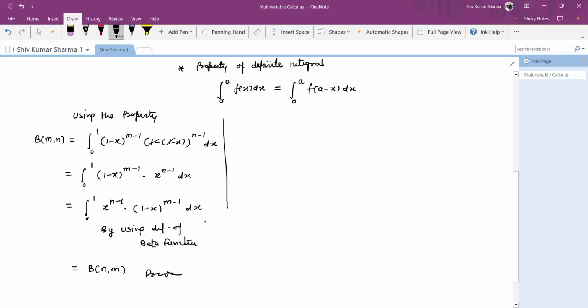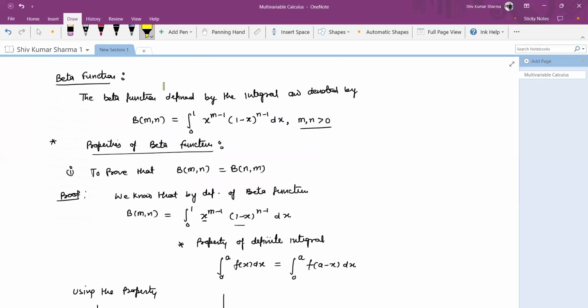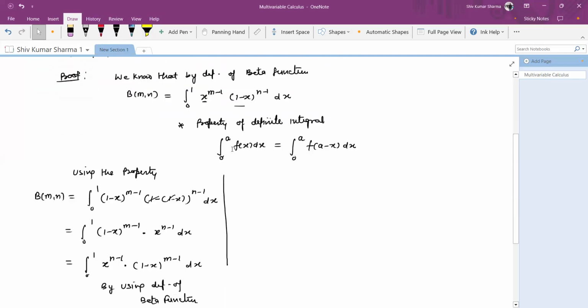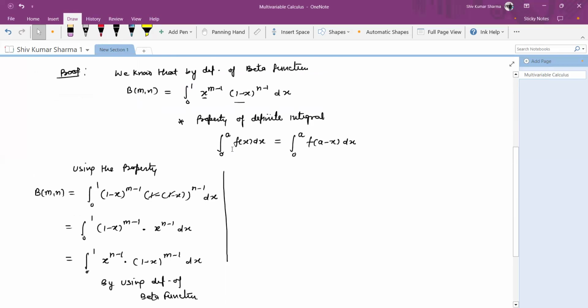Okay. So this is our proof. So hope you understand. So we use the definition of beta function. So we know that here we have m. So this m we write here, and this n we write here. Okay. So beta mn.